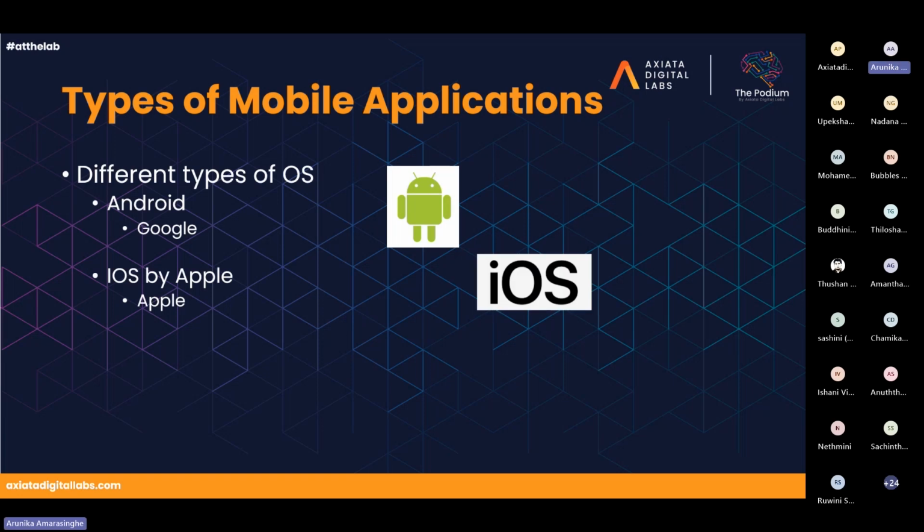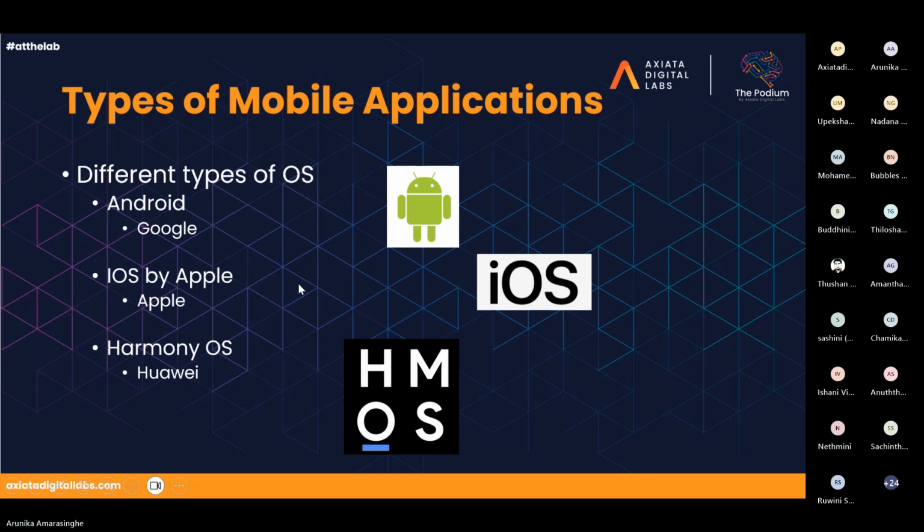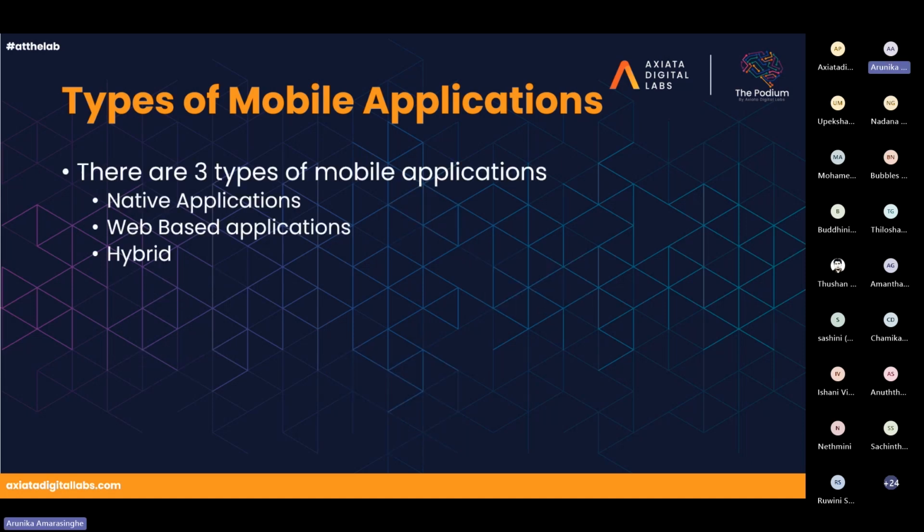Apart from that, you might have heard of Harmony OS. Harmony is developed by a company called Huawei, which also owns a reasonable percentage of the market share. So when you plan your test, you need to consider the types of OSs in order to achieve good quality engineering work for your product. Now let's move on to the types of mobile applications.